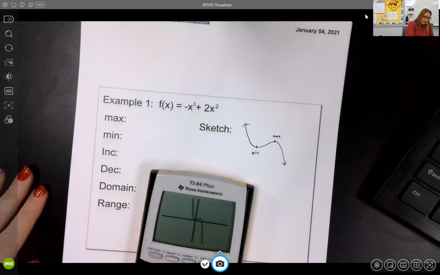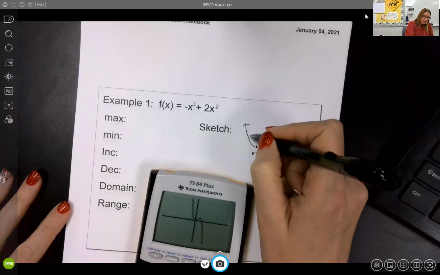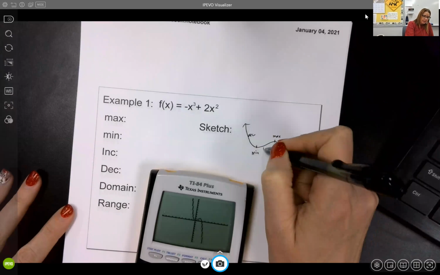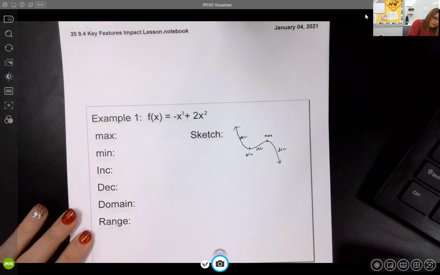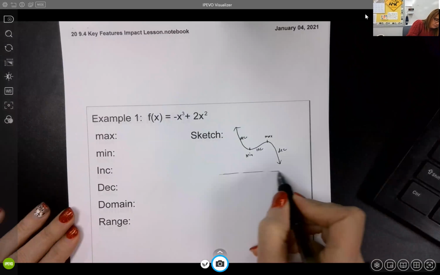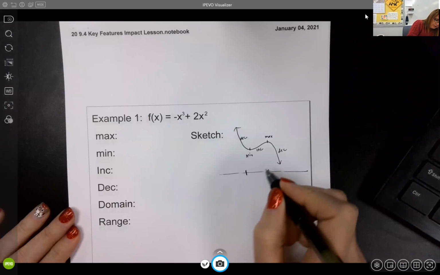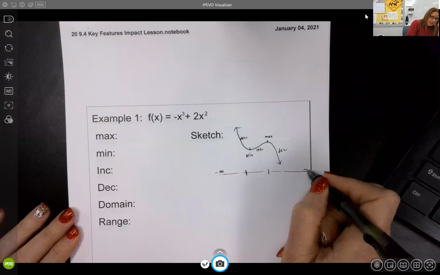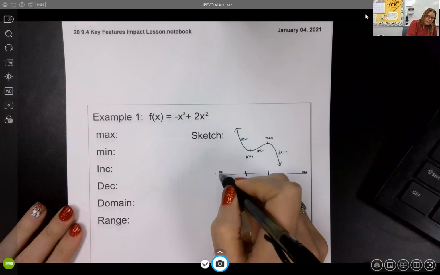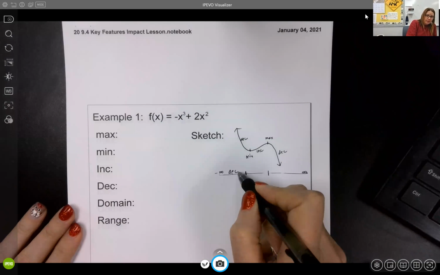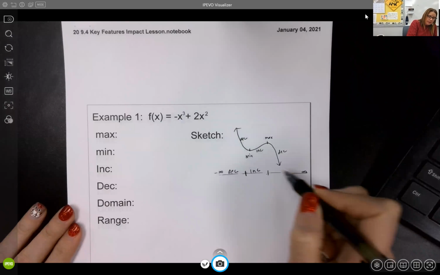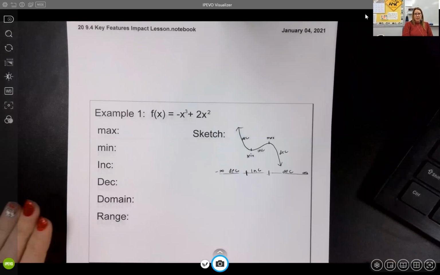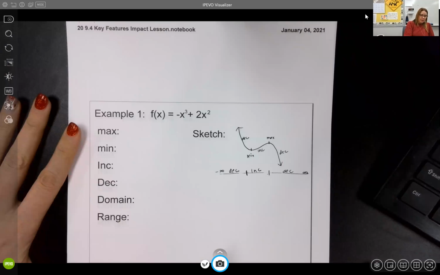Then here the graph is going down, so decreasing, and then increasing, and then decreasing. Remember the way I'm writing that, I'm describing that with my x values. So between this x and this x, it's decreasing. Between this one and this one, it's increasing, and then it's decreasing again. So we're using our x values to describe that.